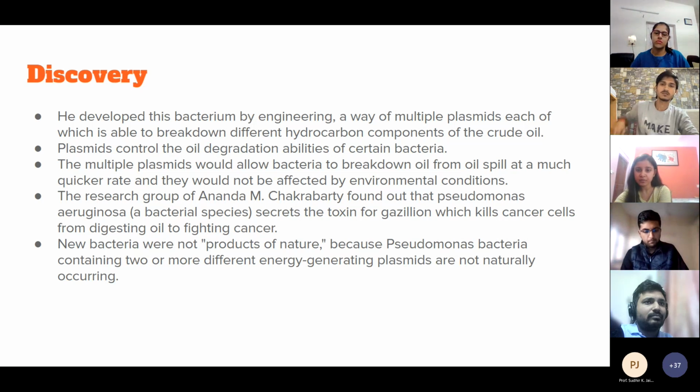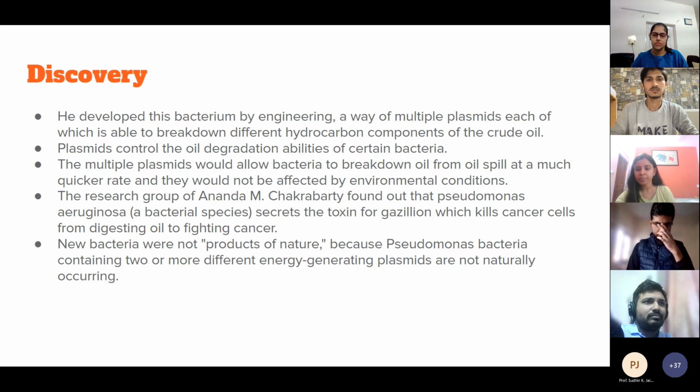He developed a process by which multiple plasmids capable of degrading different hydrocarbon components could be incorporated within a particularly hardy single bacterium. This genetically engineered bacterium was capable of breaking down oil spills at a much faster rate than the naturally occurring bacteria. The new bacteria were not a product of nature, because Pseudomonas bacteria containing two or more different energy generating plasmids are not naturally occurring.